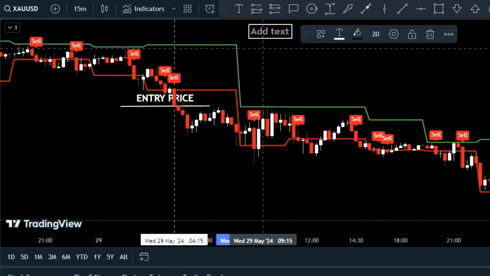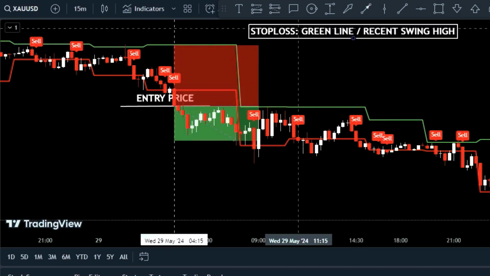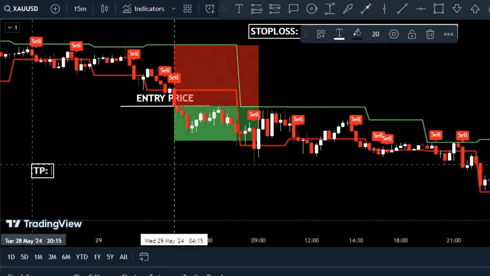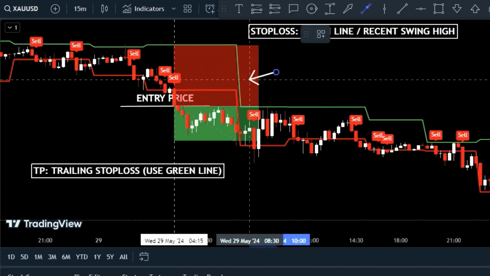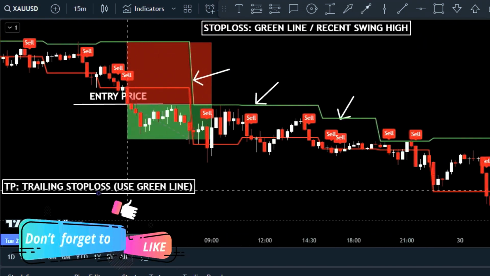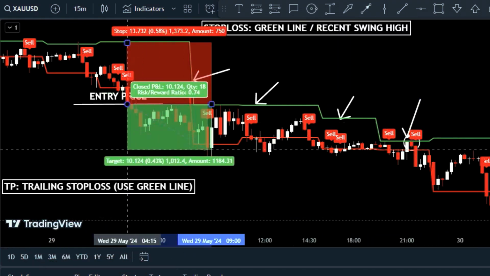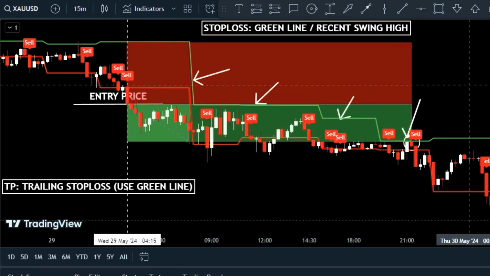To manage risk, set a stop loss order above the recent swing high or the green line. This helps limit potential losses if the trade doesn't go as planned. And when it comes to exiting the trade with a profit, you have two options. Trail the stop loss using the green line, which means you'll keep adjusting your stop loss as the price moves in your favor. And for the second option, set a target at a risk-reward ratio of 1 to 1.5, meaning your potential reward should be 1.5 times greater than your risk.